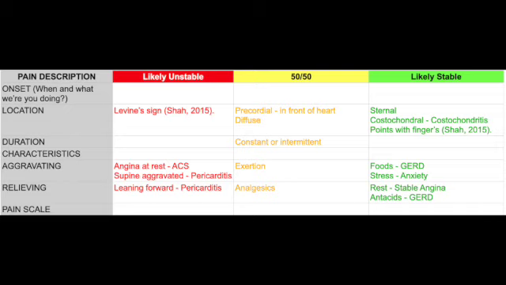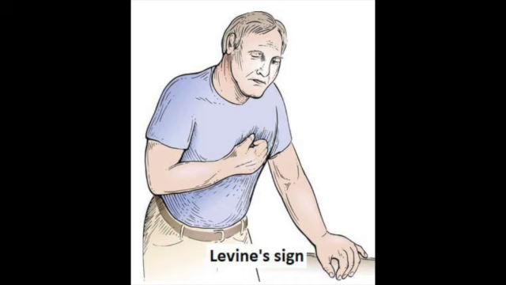So you want to ask, when did this chest pain start? And what were you doing at that time? Where is it located? It could either be precordial, meaning on top of the heart, or sternal, meaning in the breastbone, or costochondral, meaning on the ribs, or diffuse all over the chest. And you also want to take note of how the patient shows you the location, whether they point with their fingers or with Levine's sign.